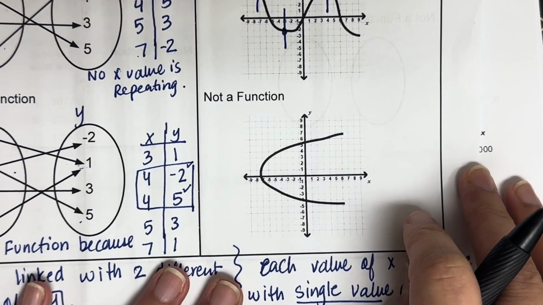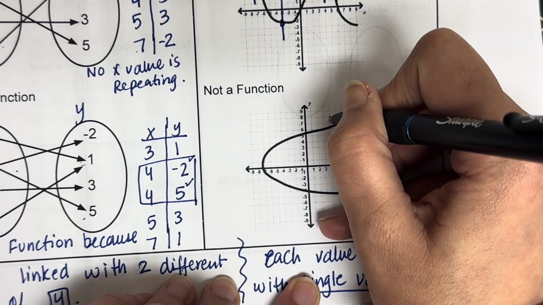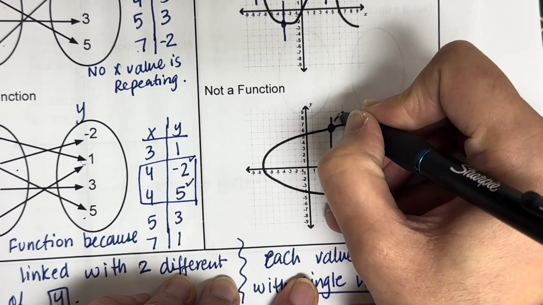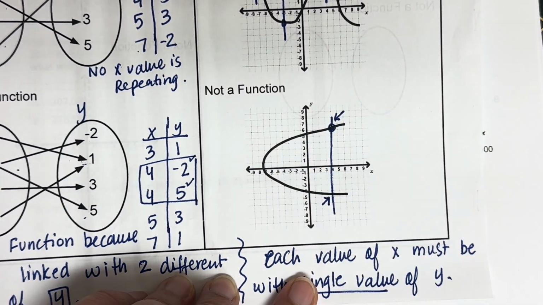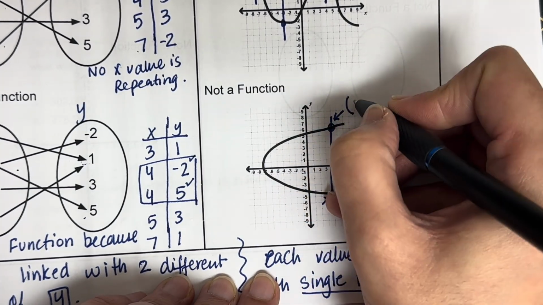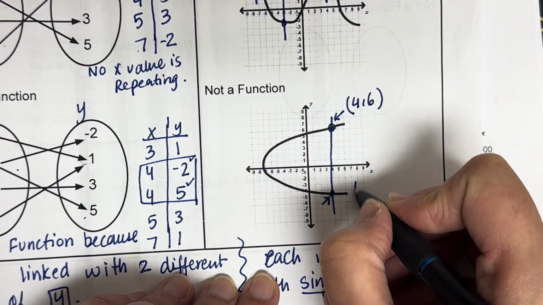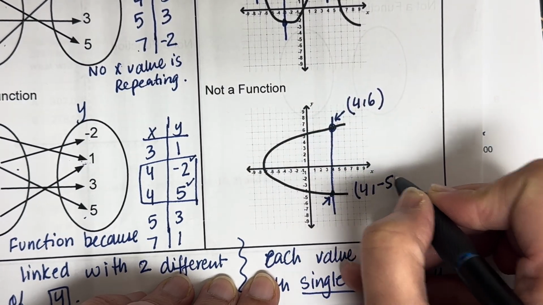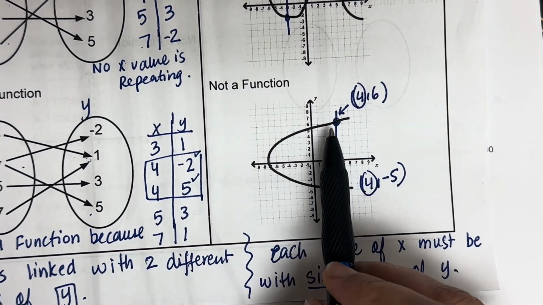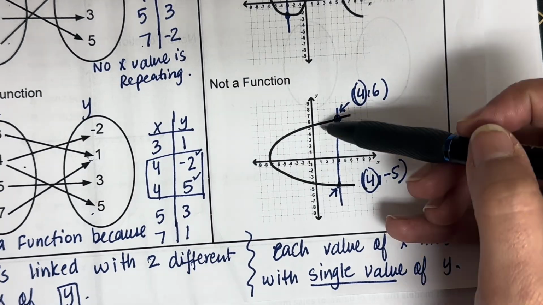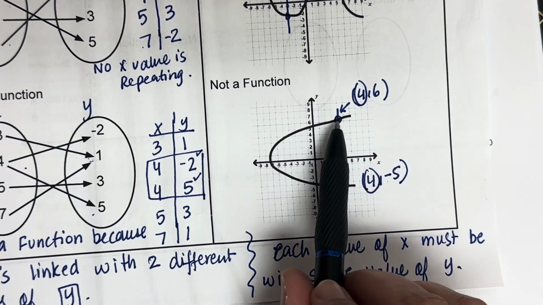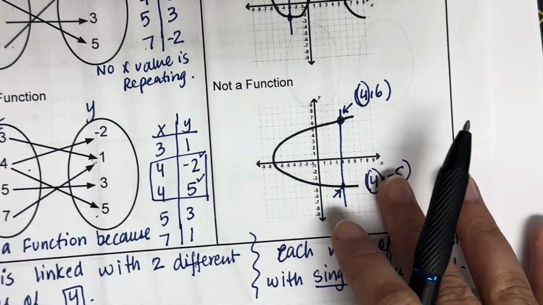But if you look at the other one, I'm going to draw a vertical line somewhere here. And if you notice, it crossed one time over here and one time over here. So that's 2. And if you look at the ordered pairs, it is 4, 6, and this one is 4, -5. 4 and 4 is repeating. That is the reason this is not a function. So you draw the vertical line and check how many times it is repeating. It should only cross once. This is repeating twice.